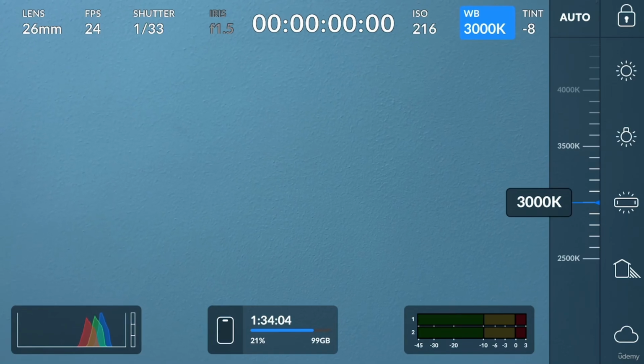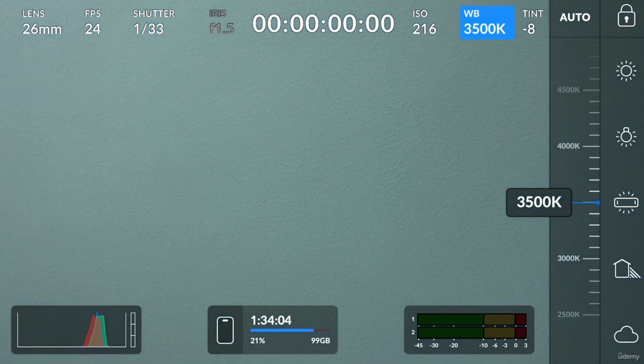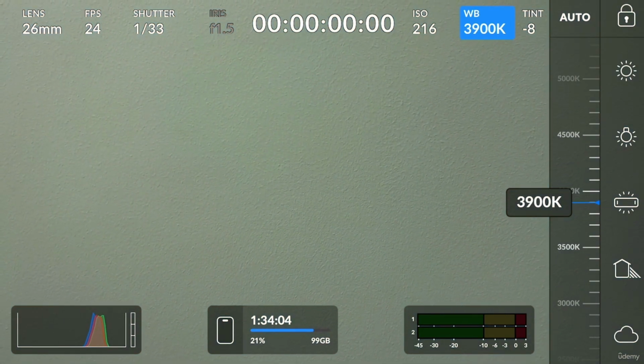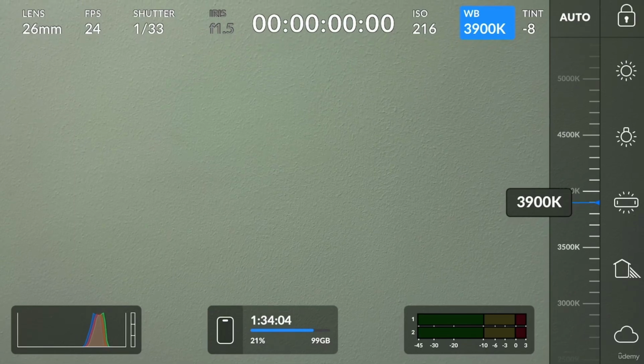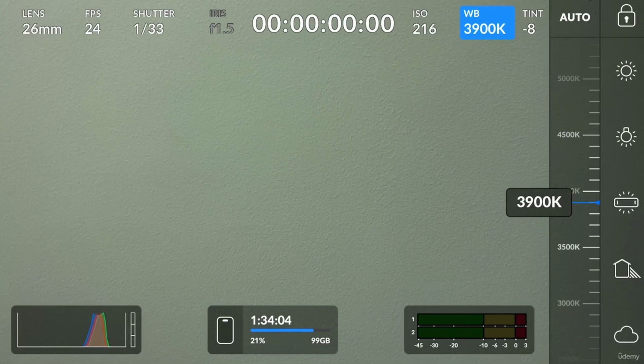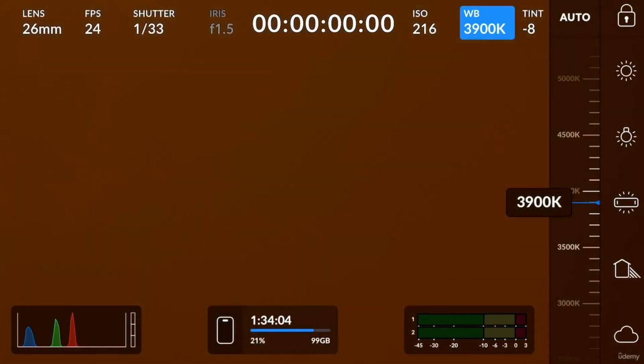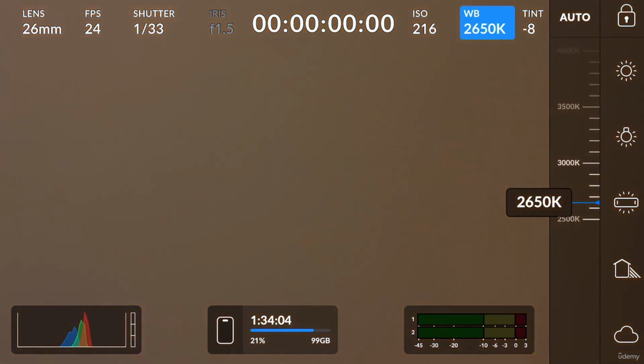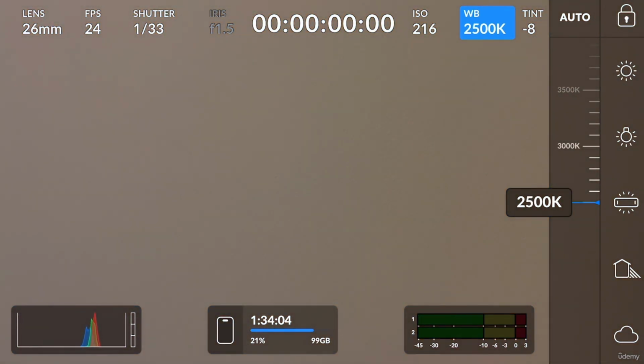So to make it look neutral, we increase the white balance to go towards the warmer side. Now 3900 Kelvins is helping me make the white wall look white while the ambient light is blue. And in this case, the wall again changed to yellow. So I have reduced the white balance all the way down to make it look white, which is blue.